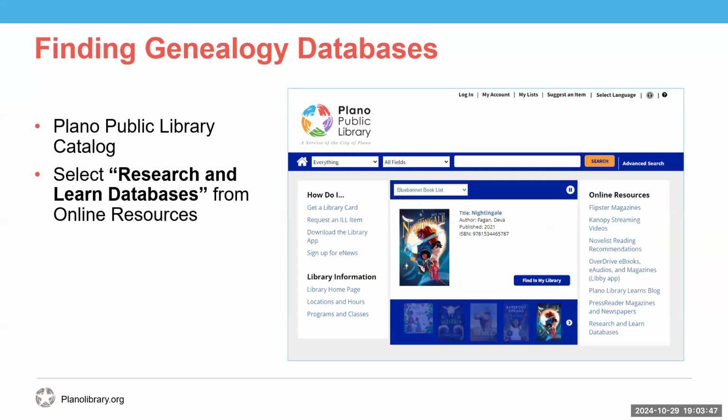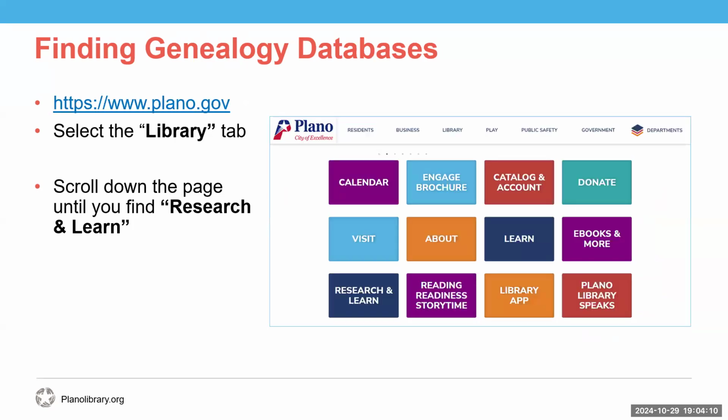So there's a number of ways to find this database. If you happen to have the Plano Public Library's catalog bookmarked, you can access it simply by selecting the Research and Learn databases from the online resources. It's just down there in that lower right-hand column, and you click on that and it'll take you through.